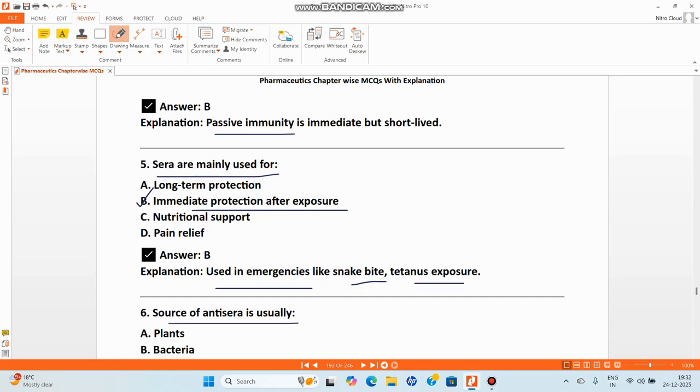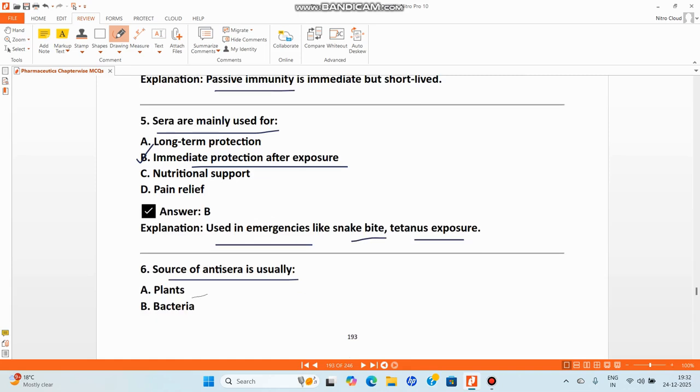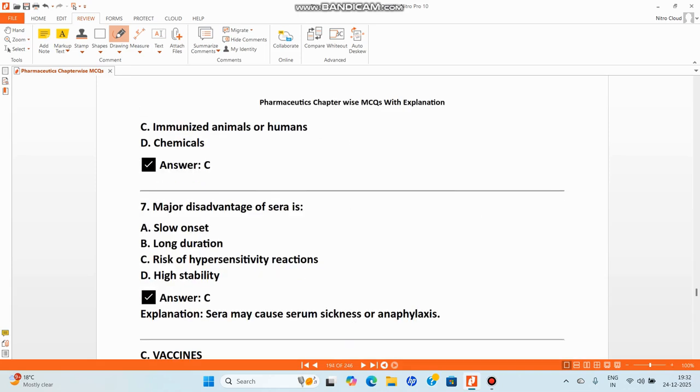Sources of anti-sera are usually what? Plant, bacteria, immunized animal or human, and chemicals. The answer will be C, sources of anti-sera, that is immunized animal or you can say human. So the major disadvantage of sera, that is C, risk of hypersensitivity reaction.